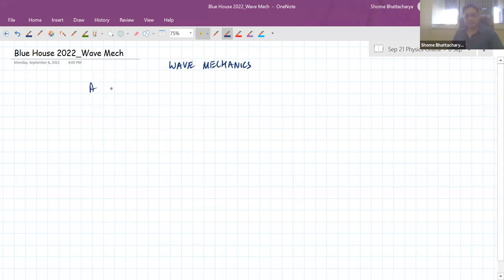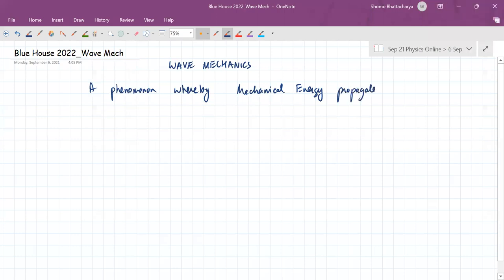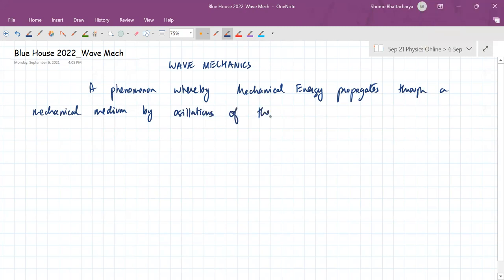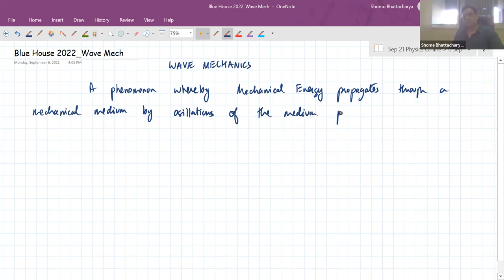So a phenomenon whereby mechanical energy propagates through a mechanical medium by oscillations of the medium particles. The oscillations are such that the mean position is being fixed.